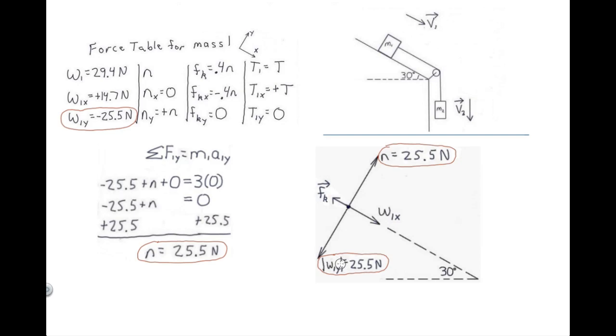Well, W1y is trying to make mass 1 start moving into the incline. To prevent mass 1 from starting to move into the surface of the incline, the incline must exert a normal force that will cancel W1y. So yes, it does make sense that the magnitude of the normal force equals the magnitude of W1y. So in this version of the free body diagram, I've drawn the normal force arrow the same length as the W1y arrow to reflect the relationship between those two forces.